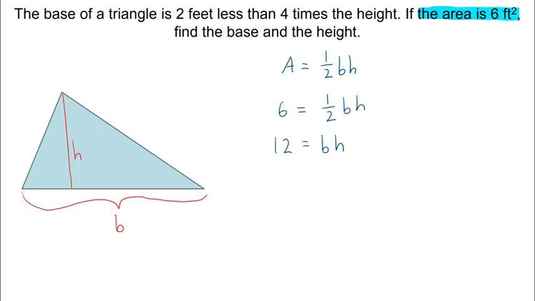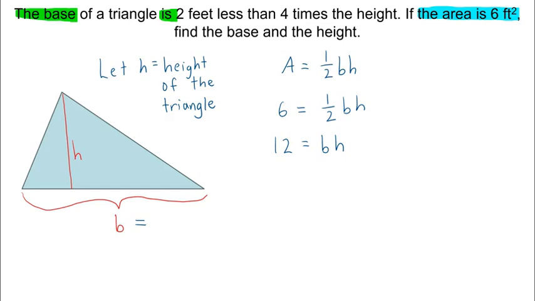Well, we also know that the words are telling us that the base, b, is equal to something. Well, what is the base equal to? It's equal to 2 feet less than 4 times the height. So here they're giving us the base, but they're using the height to describe the base. So I'm going to let h equal the height. Well, then what is the base equal to?